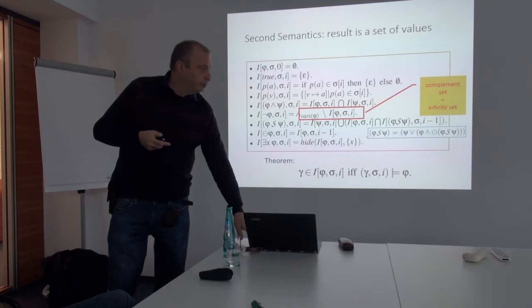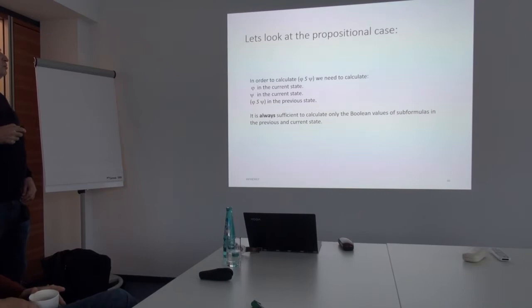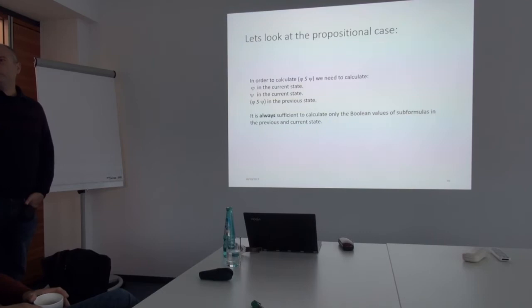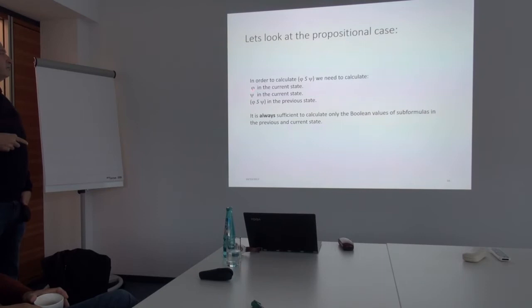So, just a recap of how I would do things in the propositional case. If I wanted to calculate phi since psi in the propositional case, so if I have just propositional temporal logic, what would I do? I would check several things. I would check whether psi already holds in the current state. And if psi already holds in the current state, then I'm done, because phi since psi is satisfied. And if not, then I'm going to check whether phi holds in the current state, and I'm going to check whether in the previous state phi since psi held. Okay?